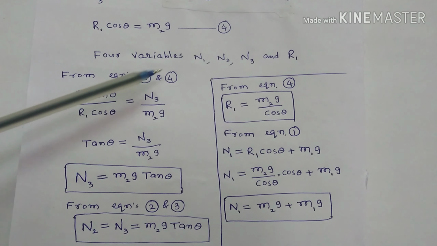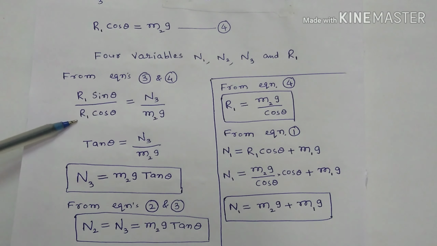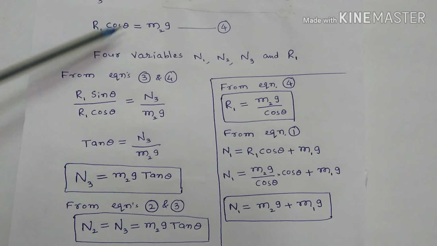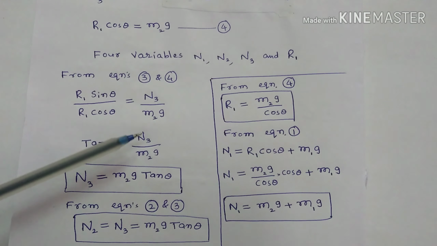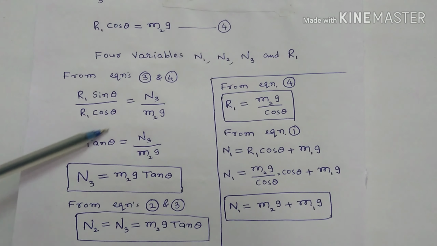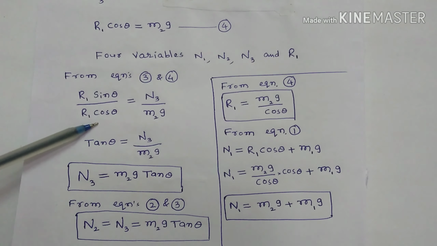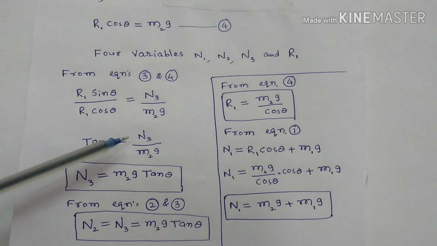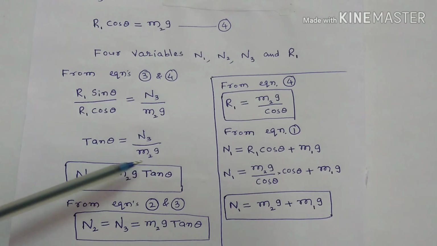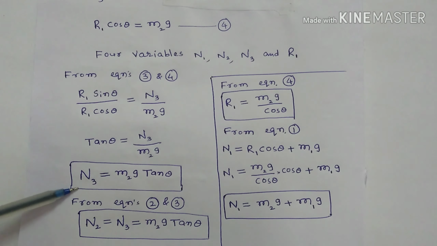From equations 3 and 4, I am dividing. This is R1 sin theta divided by R1 cos theta. This divided by this equal to this divided by this, that is N3 by M2G. Means R1 sin theta divided by R1 cos theta is equal to N3 divided by M2G. So R1 cancels. Sin theta by cos theta equal to tan theta. Tan theta is equal to N3 divided by M2G. So N3 equal to M2G into tan theta. You know M2, G and theta. So we can calculate N3.